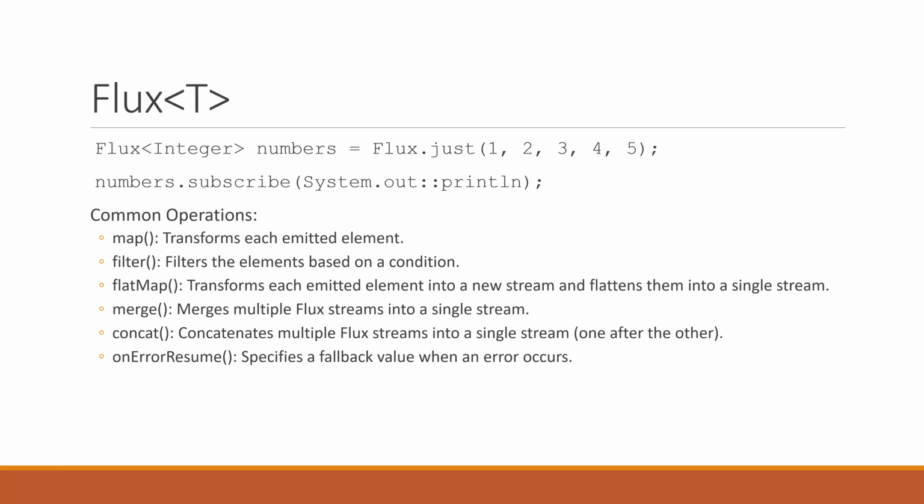Okay. On the flux side, this is what flux could look like. A simple example where I've got a flux of integers coming in, and I'm going to get all 5 of those integers coming through. Again, same concepts. I've got map, filter, flat map, and I also have merge and concatenate. These are different than on mono, right? I can't call merge and concatenate on mono, but I can on a flux.